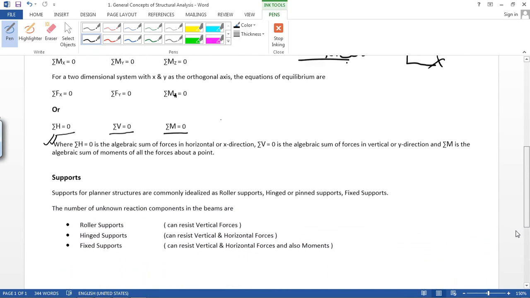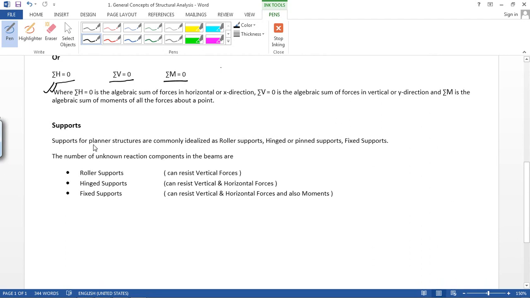Now in this tutorial I am going to teach you about the supports also. Supports for planar structure are commonly idealized as roller support, hinge or pin support, fixed supports. The number of unknown reaction components in the beams are: for roller support it is 1, for hinge support it is 2, for fixed support it is 3. We will need this value for the next tutorial, that is determinate indeterminate structure.